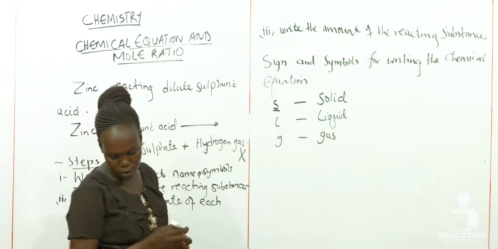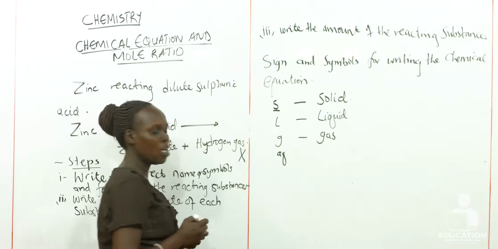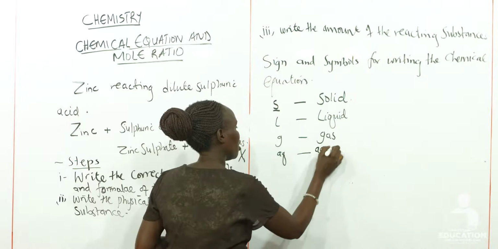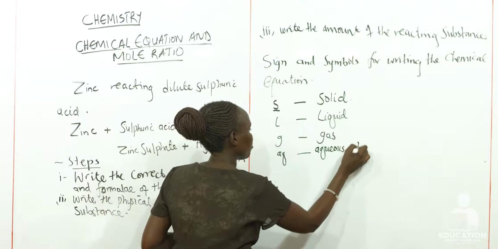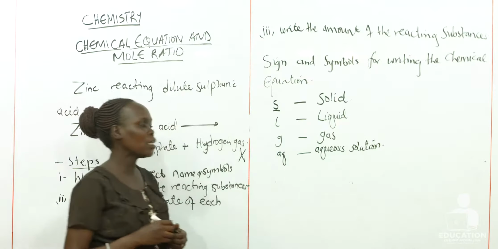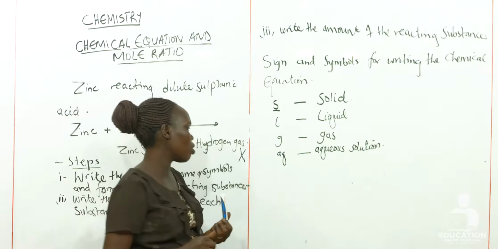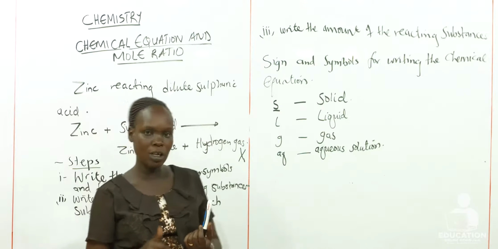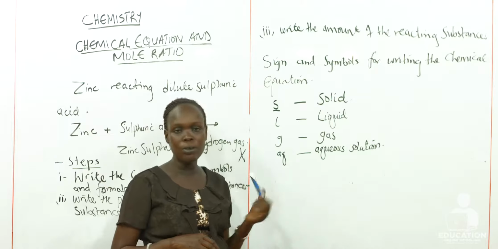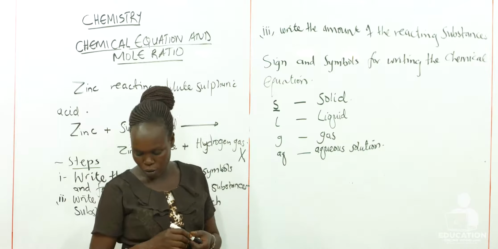So also we have to know that there is aqueous, which is represented by AQ. So this is representing aqueous solution. Whenever you see AQ under the symbol or formula of a chemical reaction, then you remember that this is an aqueous solution reacting, or the product formed is in the form of aqueous solution.